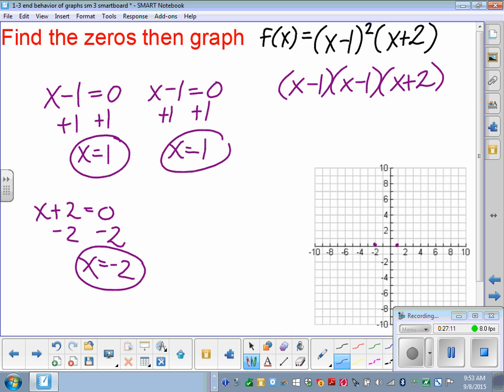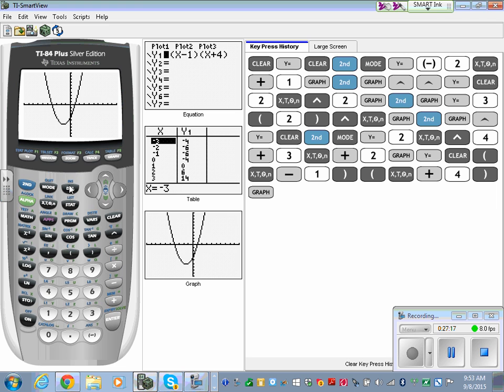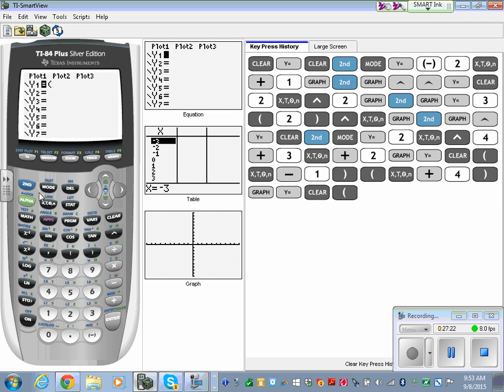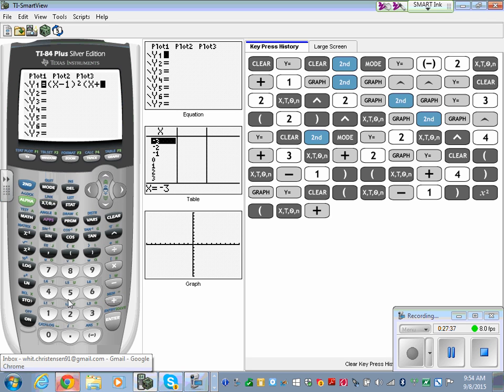So we have (x minus 1) squared times (x plus 2). I'm going to pull out my graphing calculator here. So I go to y equals, and I'm going to type it in exactly correct. I'm going to type in (x minus 1) squared, or you could type in (x minus 1) times (x minus 1). It doesn't matter. And then times (x plus 2). Then I hit graph.